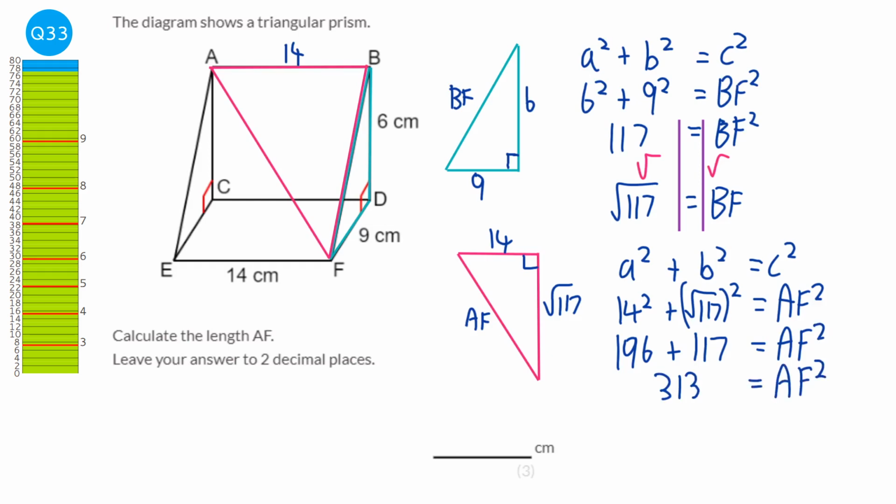And again, get our solving lines in. Square root both sides. This time we're actually going to square root 313 because we need a decimal answer. So it would be 17.691 and so on. It's equal to AF. And it says to 2 decimal places, so that's going to be 17.69 centimetres.